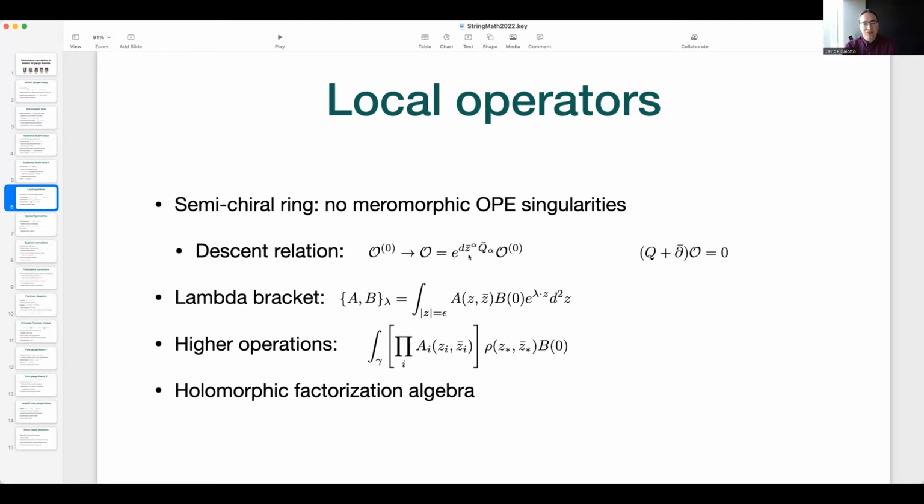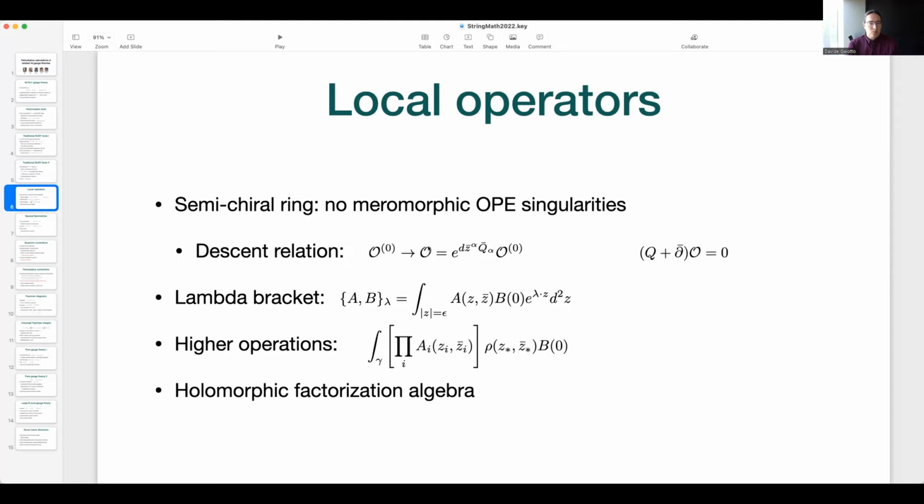And as you do so, the superspace derivative, which annihilates these semi-chiral operators, becomes Q plus del bar, where del bar is the del bar operator. So there's a descent relation where Q of O0 is zero, because it's in cohomology, but then you find an operator O1 such that Q of O1 is the same as del bar of O0, and so on and so forth. And using this descent relation, using these form descendants, you can define operations.